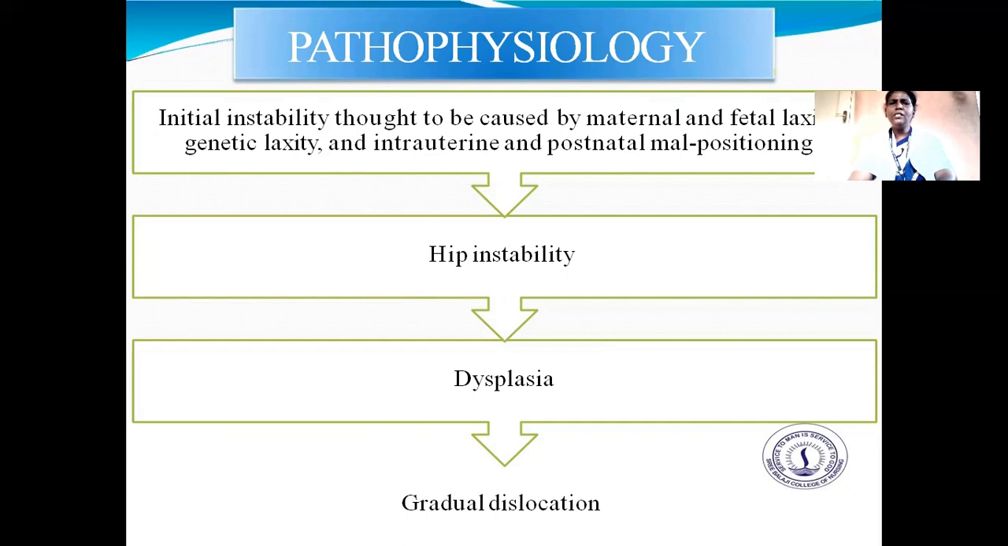Initial instability is thought to be caused by maternal and fetal laxity, genetic laxity, and intrauterine and postnatal malpositioning. This will lead to hip instability, that will lead to dysplasia. This will lead to gradual dislocation. This is about the pathophysiology.